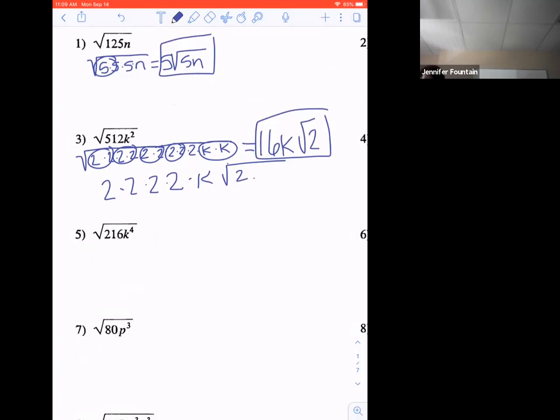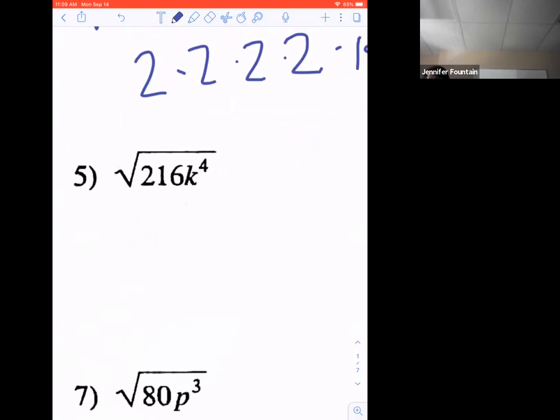Okay, let's go ahead and look at number 5. I have 216, K to the 4th. What is my smallest prime factor? 2. 2 will go into 216 how many times? 108. 108 divided by 2 is what? 54. 54 divided by 2 is 27.